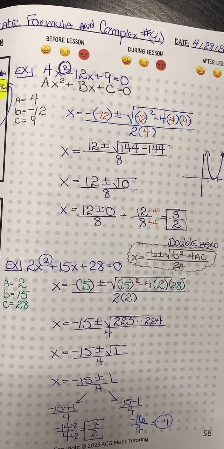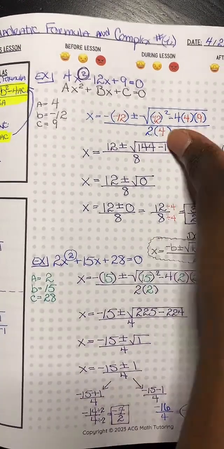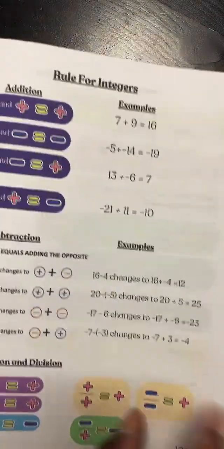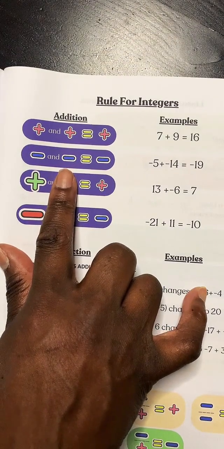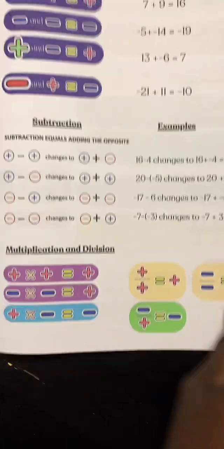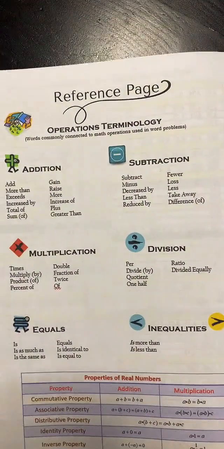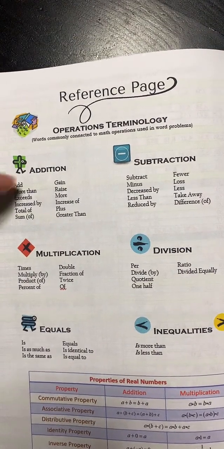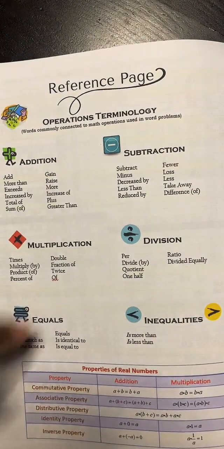All right. Yes, so we can use it in general. Yep, you can use it in general. You have the factor sheet. I also have some of the reference. Remember we were talking about the rules and regulations. So these are the rules for addition, the rules for subtraction with examples, the rules for multiplication and division. Then we also have the most frequent words that are used in word problems and what operation represents them, including inequalities and equals.